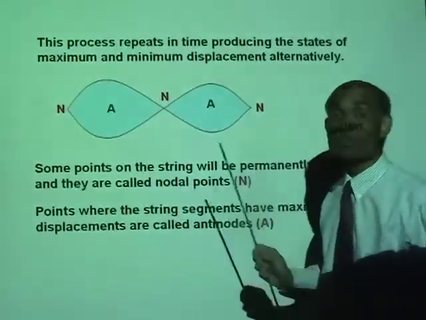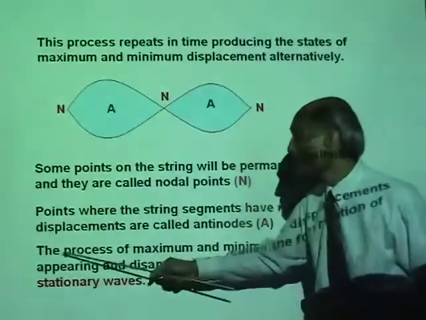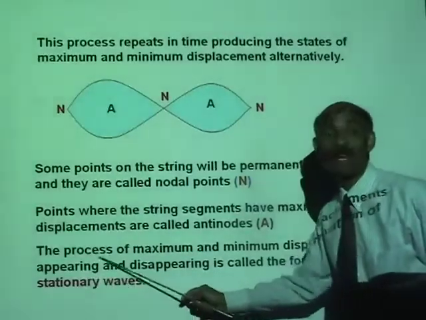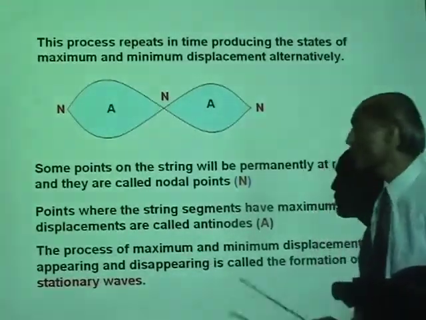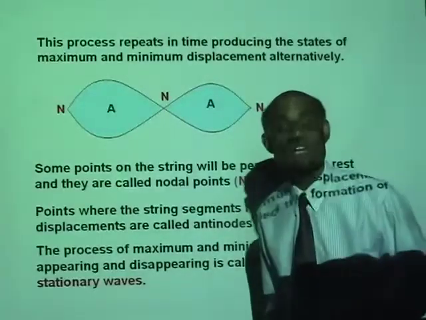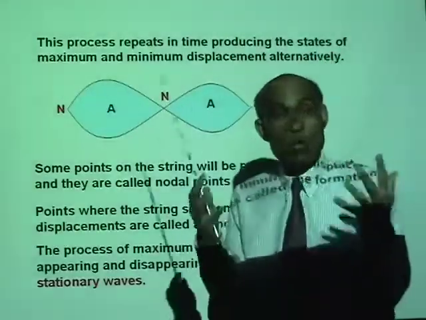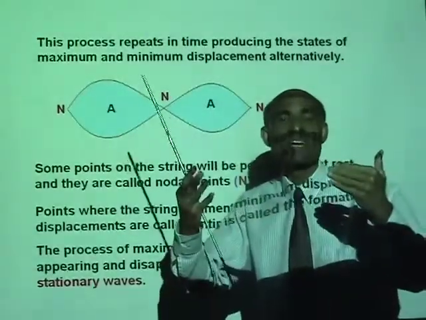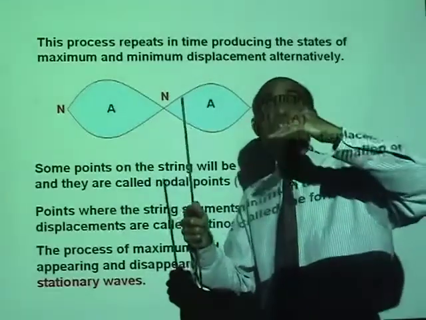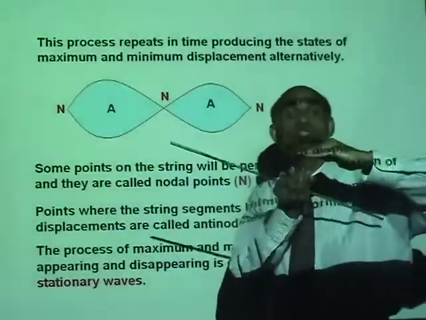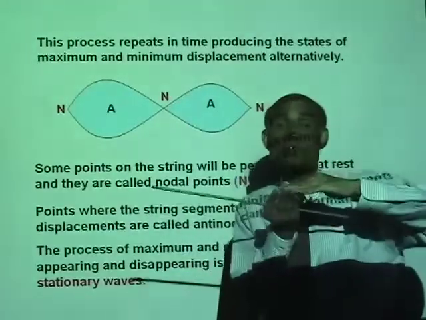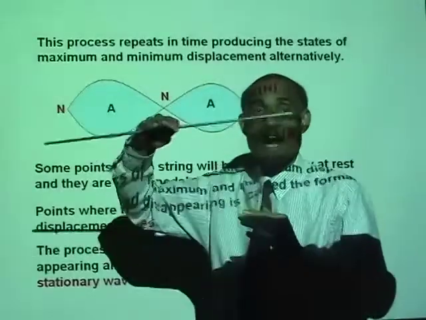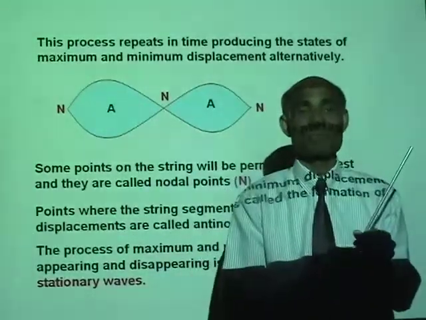Now, you can see this mode, the process of maximum and minimum displacements appearing and disappearing is called the formation of stationary waves. So the process of forming stationary waves on a stretched string is due to the formation of maximum and minimum displacements appearing and disappearing due to the interference of the advancing and the reflected wave. Alright?